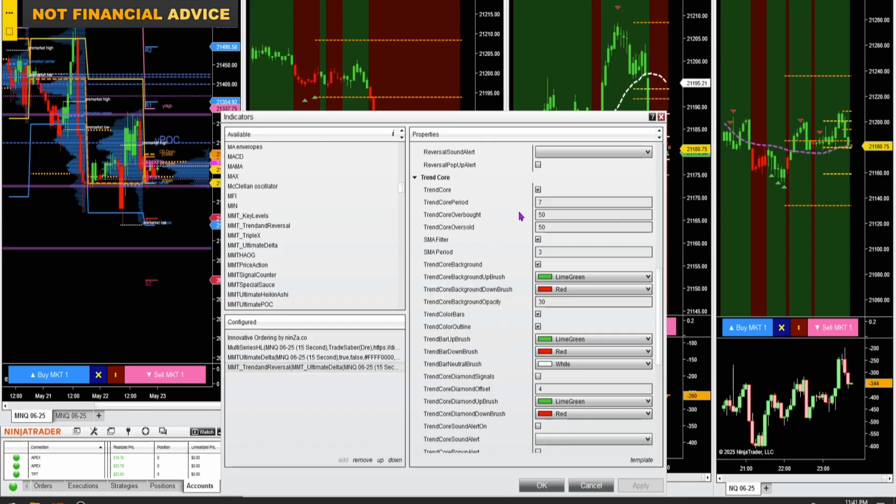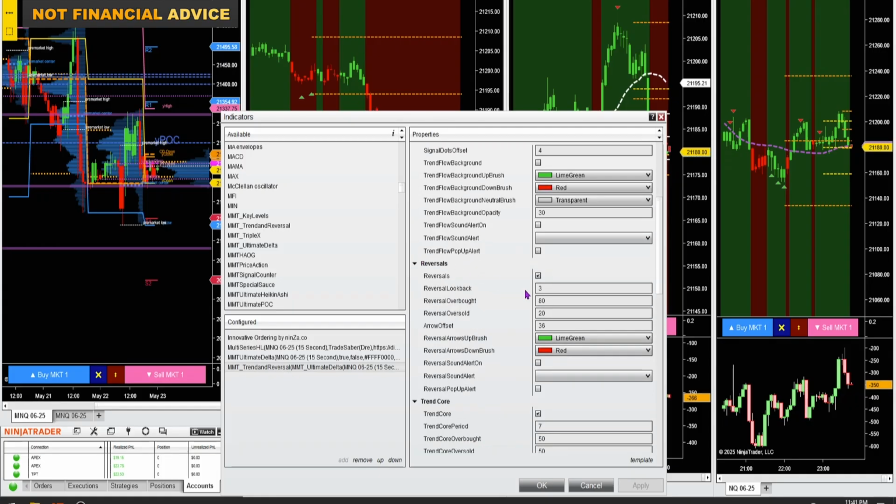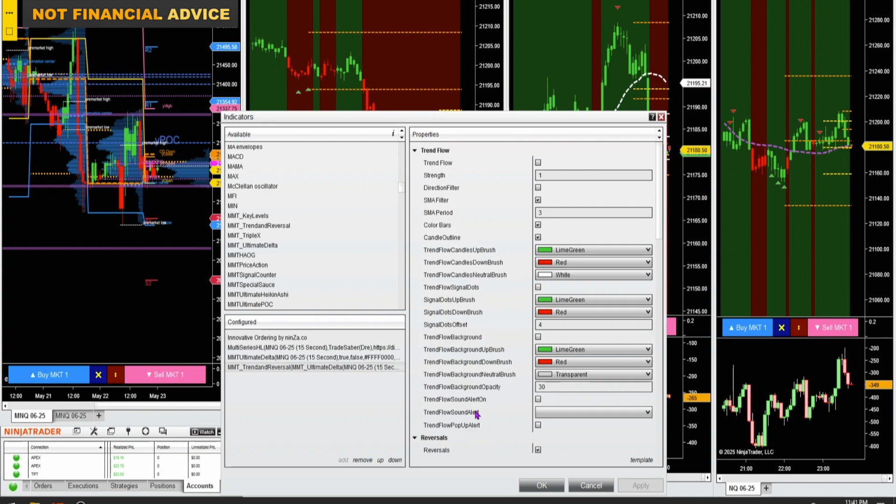Period of 7, 50 and 50 for overbought, oversold. I've got a 3-period SMA filter on. I've got the background checked on as well as the bars in the outline. The reversals, look back of 3, overbought 80, oversold 20. If you want to see more reversal arrows, go to 70 and 30 or 60 and 40. I am not using the trend flow.